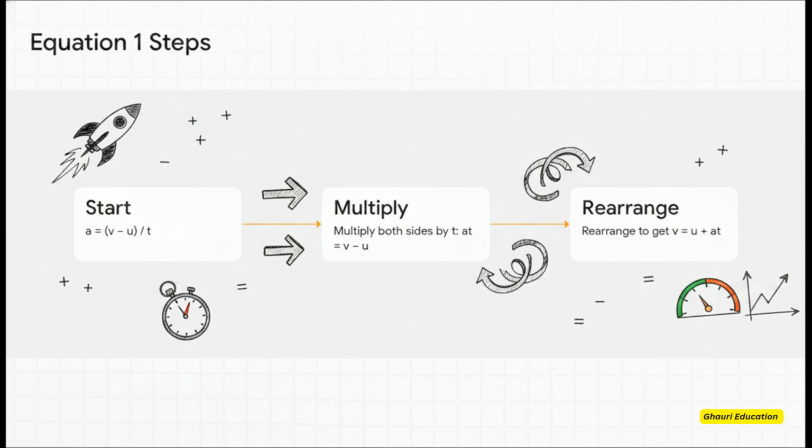Step 1. Take Newton's basic definition of acceleration, that it's the change in velocity over time. Literally, A equals V minus U all divided by T. Step 2. Just multiply both sides by T. And step 3. Rearrange those terms to isolate your final velocity. Boom! You get V equals U plus AT. Seriously, no magic, just pure logic.